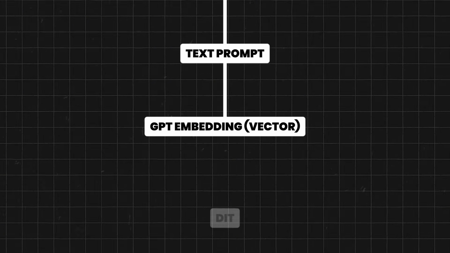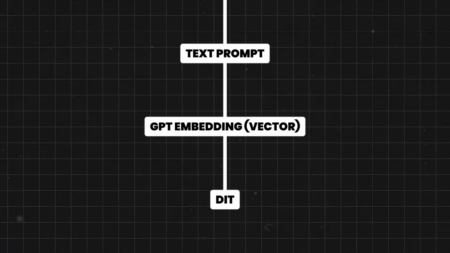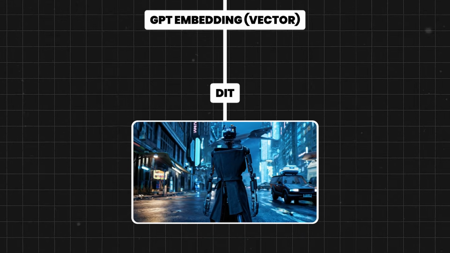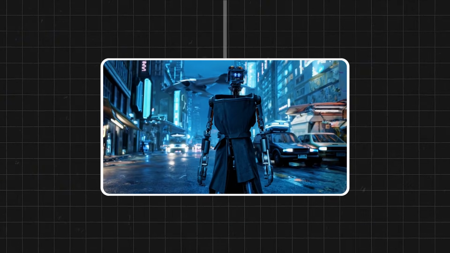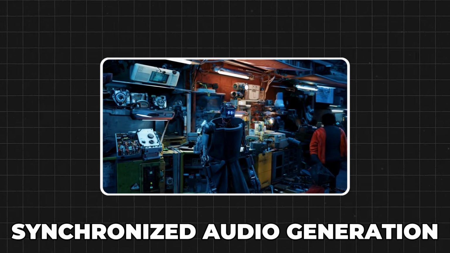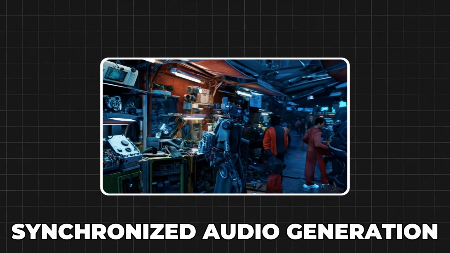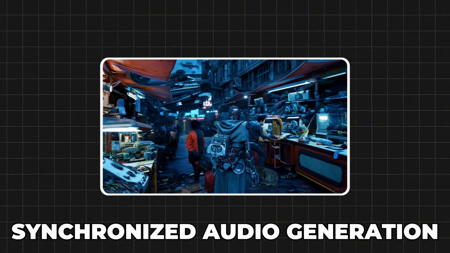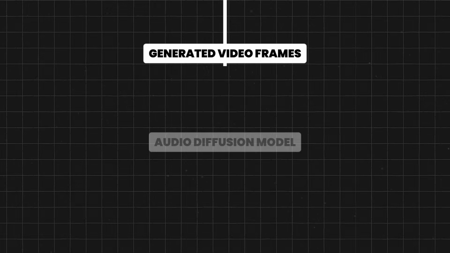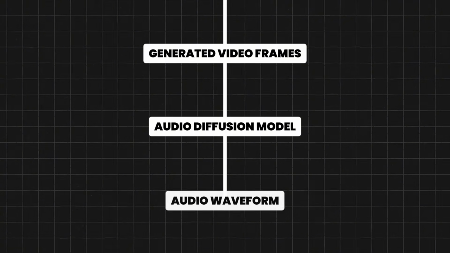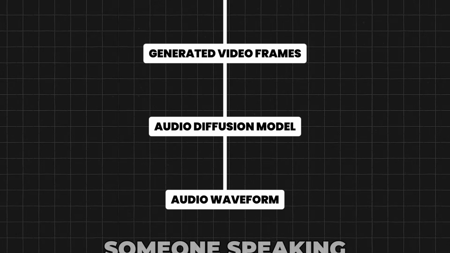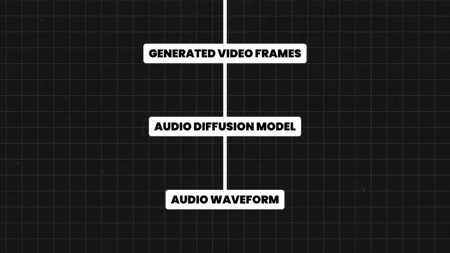What's particularly impressive is its instruction following. It doesn't just understand objects, it understands camera movements, physics, and style. This is why the final video is so cinematic. Now here's a huge leap. Synchronized audio generation. Sora 2 generates sound effects and can even produce dialogue that matches lip movements. A separate audio diffusion model analyzes the visual content. It can be a door closing, footsteps, or someone speaking, and generates audio that matches the visuals frame by frame.